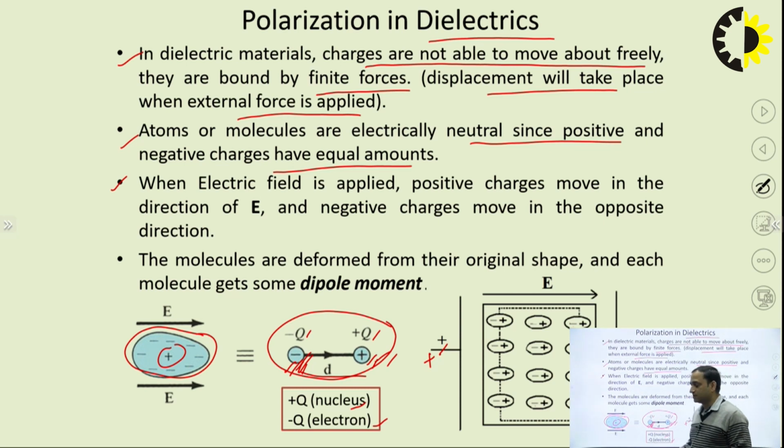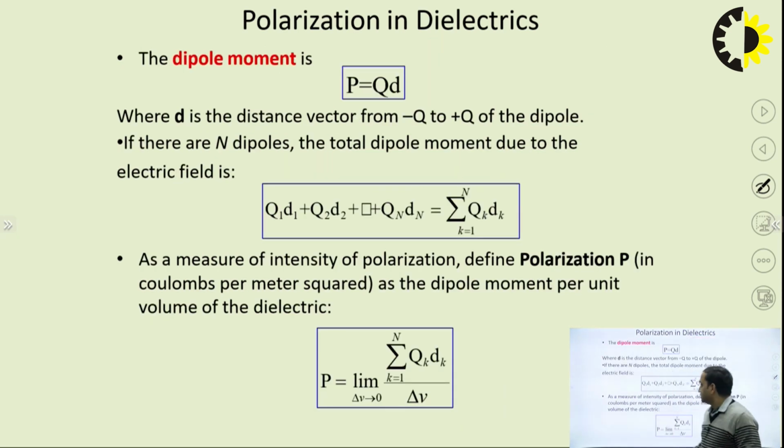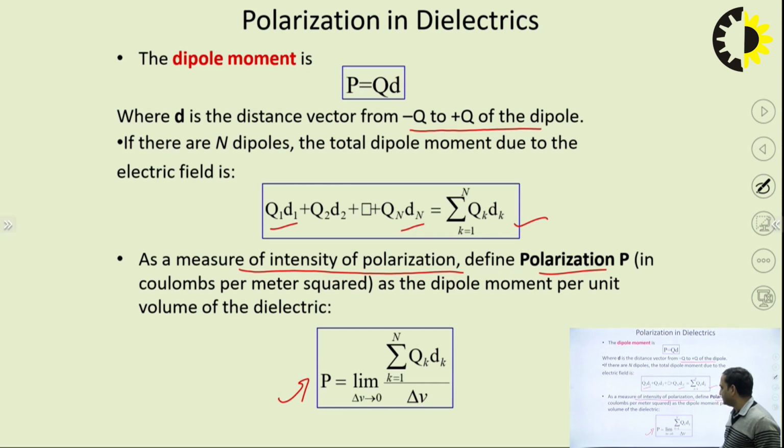So that is what happens when we put it into an electric field, with positive and negative charges. In that we have a dipole moment. This dipole moment is p = Q d, where d is the distance vector from minus Q to plus Q of the dipole. If we have n dipoles, then it will be Q1 d1 + Q2 d2 + Q3 d3 and so on up to Qn dn, which is the summation over k = 1 to n of Qk dk. As a measure of the intensity of polarization, it is defined as the dipole moment per unit volume. So the polarization formula is P = (summation of Qk dk) divided by delta v, as delta v tends to 0.